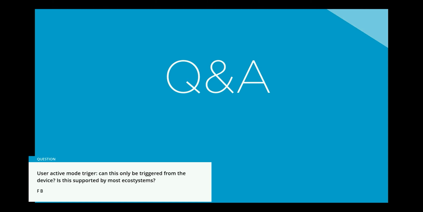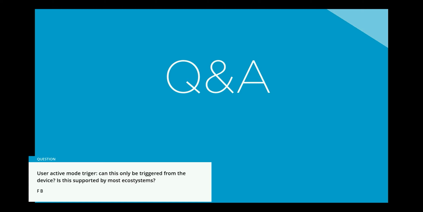User active mode trigger, can this one be triggered from the device? Is this supported by most ecosystems? So generally the idea of this feature is to trigger it manually by the user, not remotely. As remote triggers over the network will not work because the device is sleeping, and our goal is to sort of interrupt its sleep. So basically, we can't do that over the network.